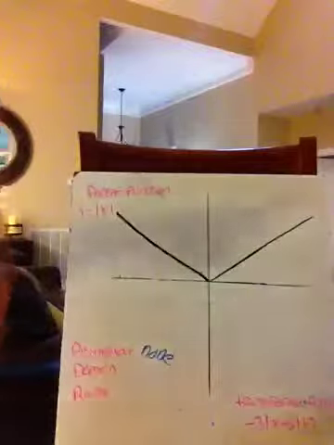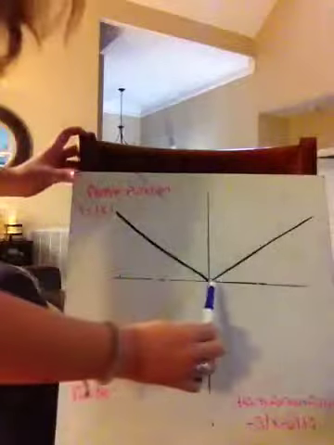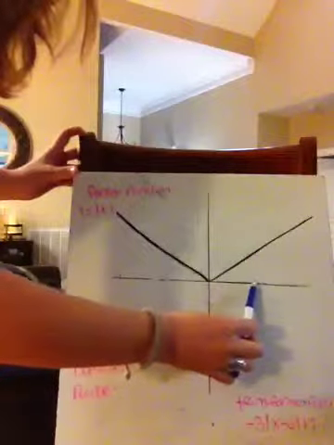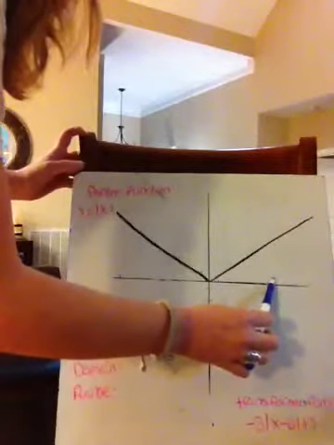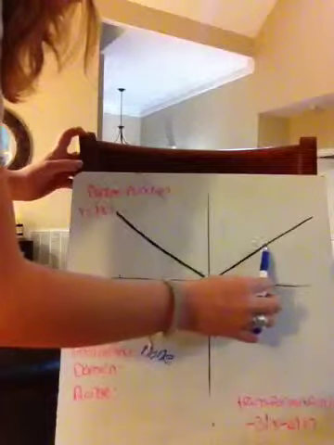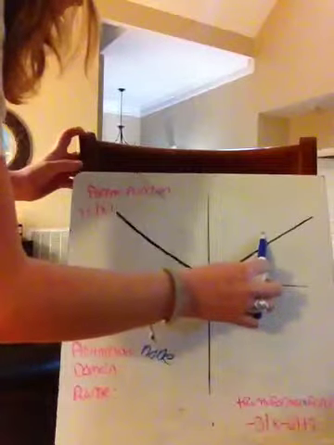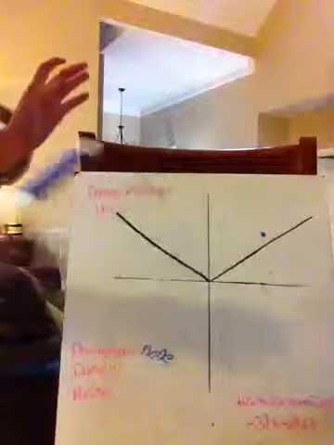Okay? So let's get started. We're going to start with our -6. Our -6 will go over 6, so let's go 1, 2, 3, 4, 5, 6. Then up 7, so 1, 2, 3, 4, 5, 6, 7. About right here, that's where our vertex point will be.